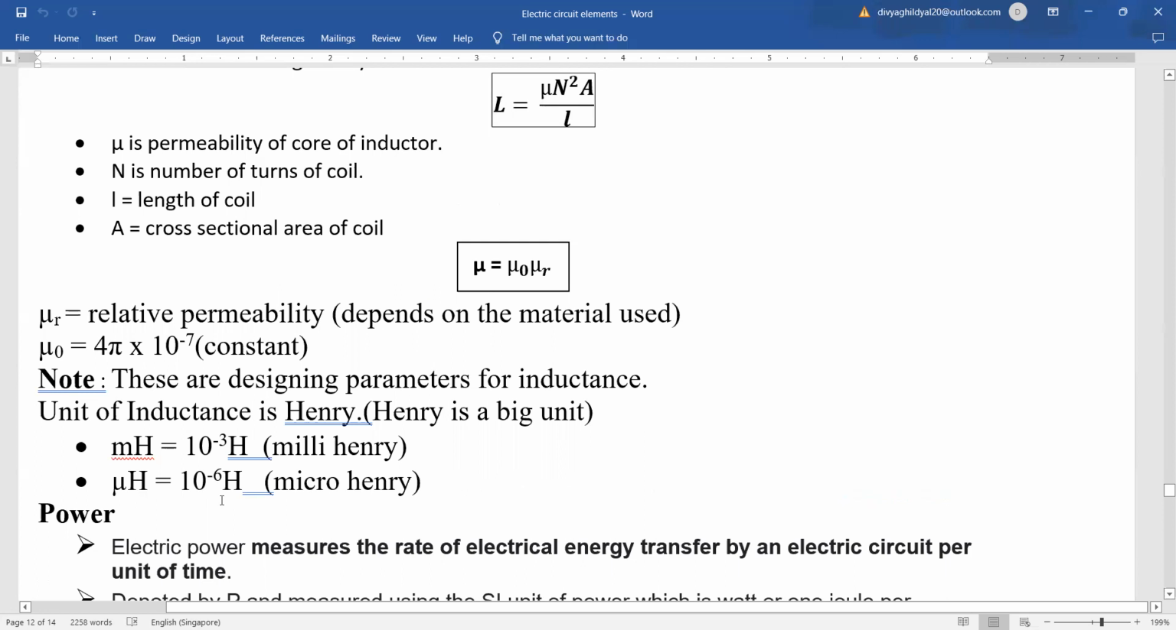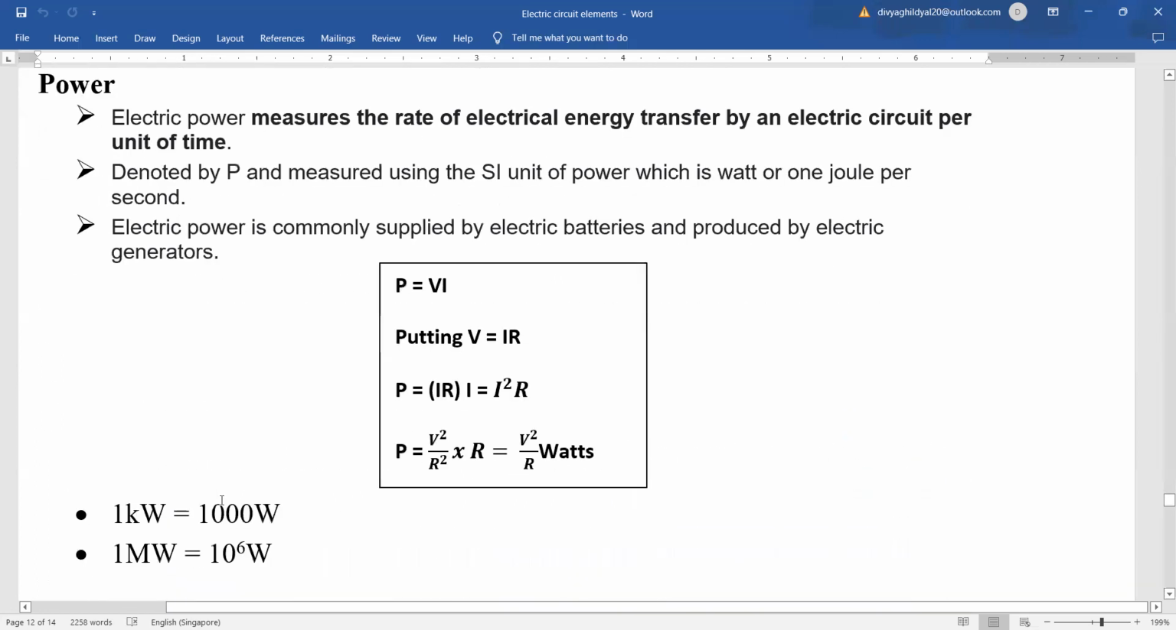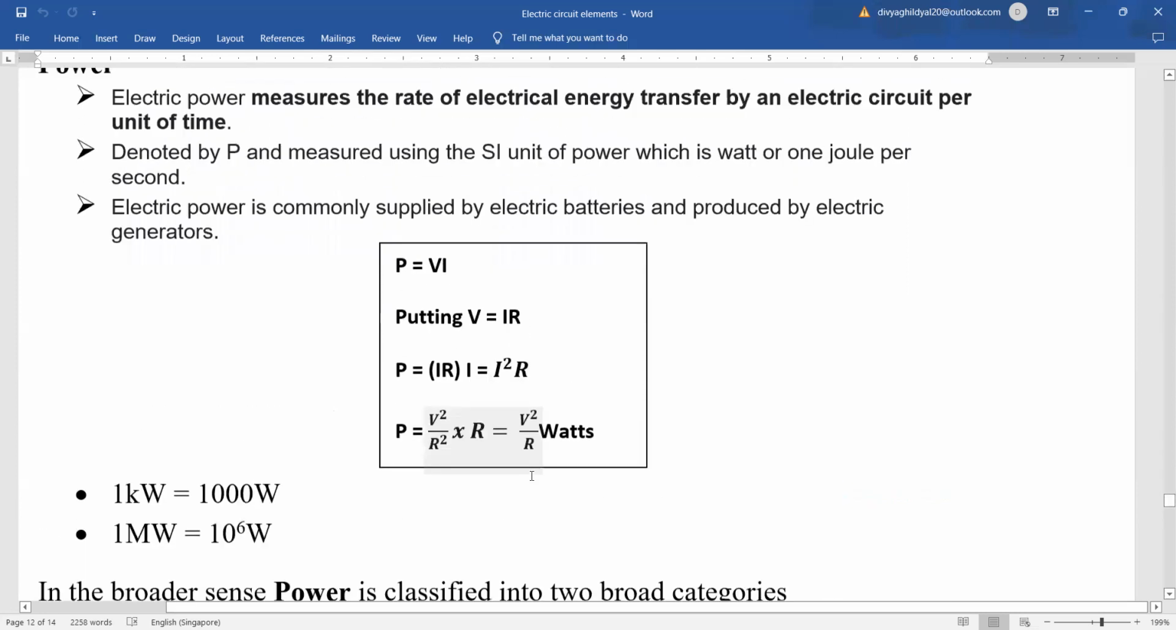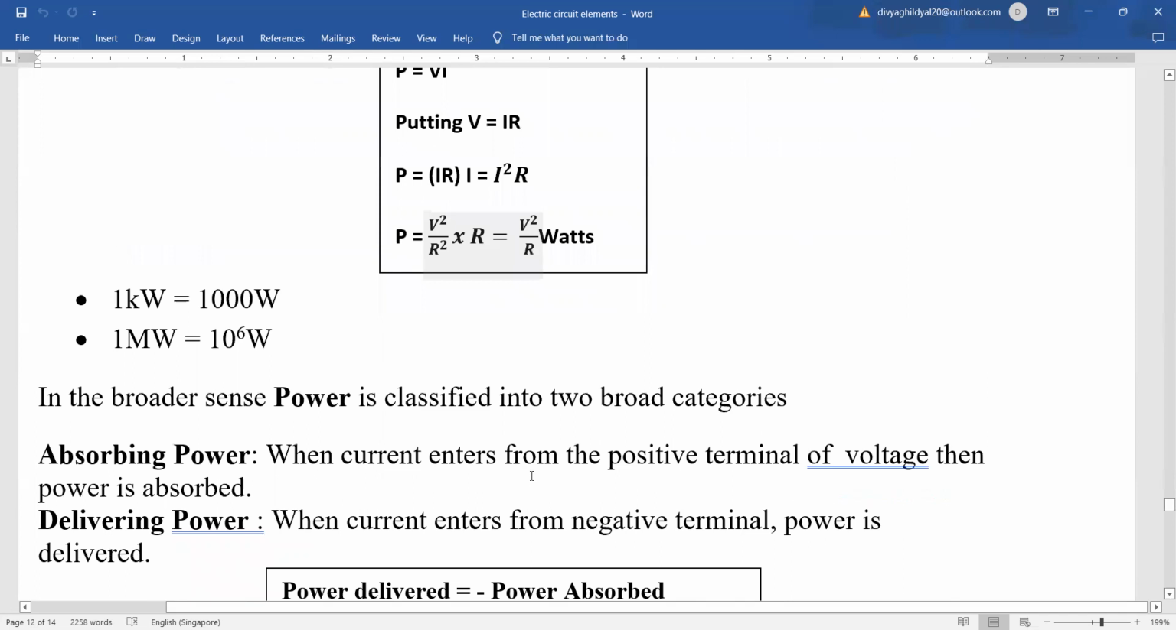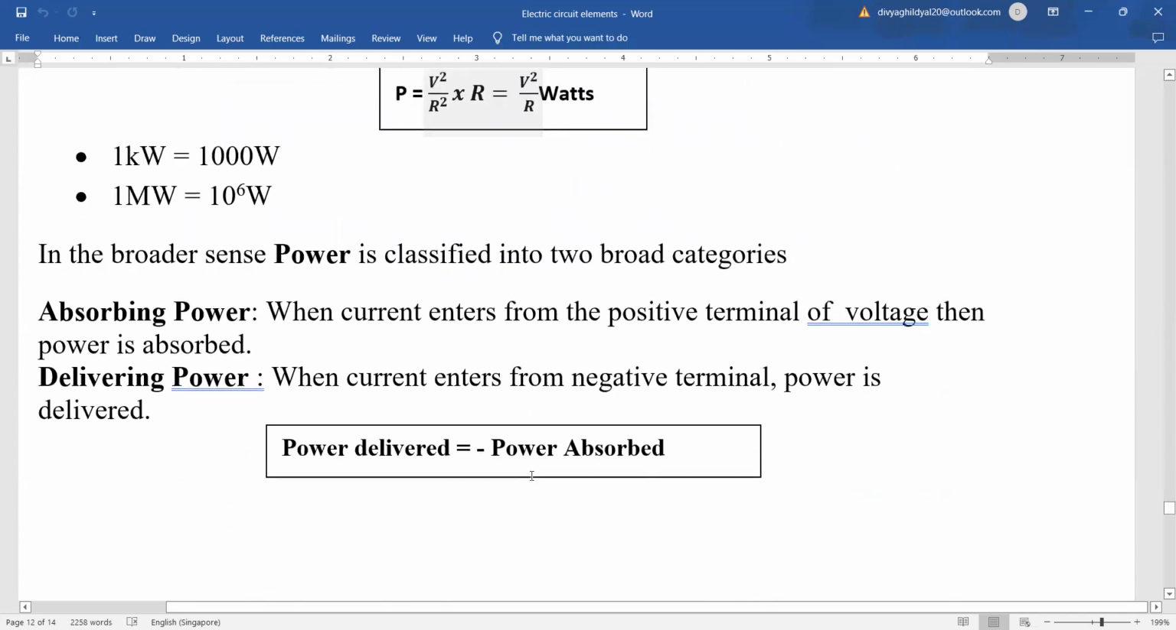Electric power measures the rate of electrical energy transfer by an electric circuit per unit time. Common formulas: power is voltage into current, and putting V equal to IR in the above expression, I can also write P is equal to I square R, or P is equal to V square upon R. 1 kilowatt is 1000 watt, 1 megawatt is 10 to the power of 6 watts.